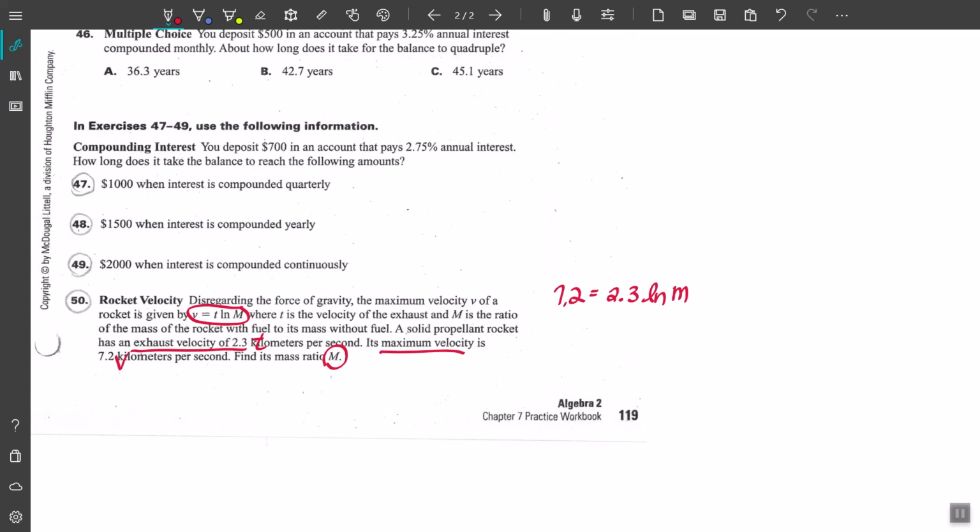So we're in logarithmic form. In order to solve it, we're going to have to go to exponential form, but the first thing we have to do is make sure our logarithm is isolated. So we need to divide through by 2.3. And we get this right here when we do that. And now our logarithm is isolated by itself.